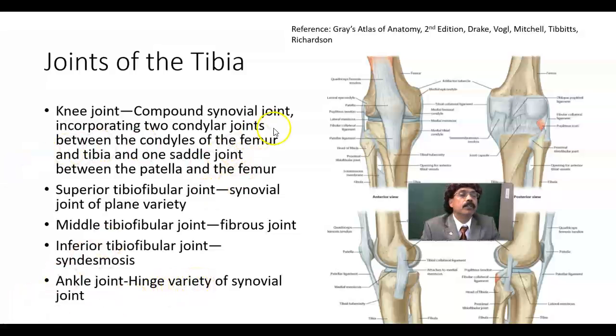We have some ligaments here. Here is the patellar ligament, or ligamentum patellae, attaching to the tibial tuberosity. It is a continuation of the quadriceps femoris tendon. Here is the tibial collateral ligament. Inside the knee joint there are multiple ligaments and also the menisci: the medial meniscus, the lateral meniscus, and the cruciate ligaments.